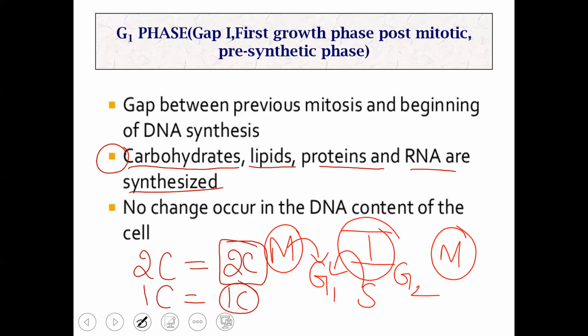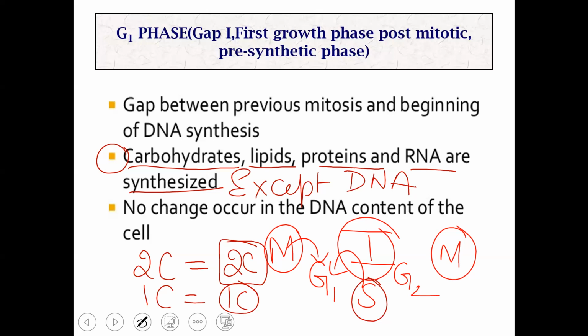So there is no change in the DNA content of a cell, but there is an increase or synthesis of biomolecules. So that we need to focus on here. Since it is a synthesis phase, the biomolecules are getting synthesized, except DNA. You have to note it down, except DNA, because DNA is going to be synthesized in S phase. So synthesis of cellular components takes place in this phase, except for the DNA.